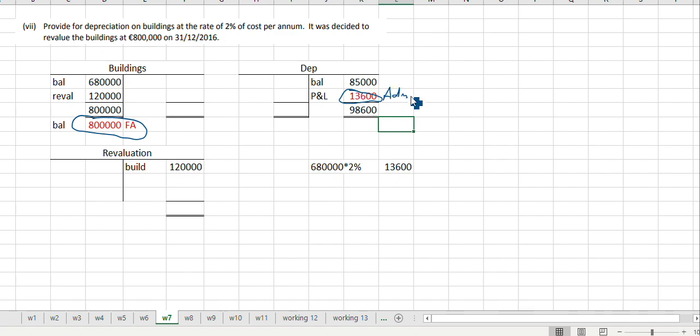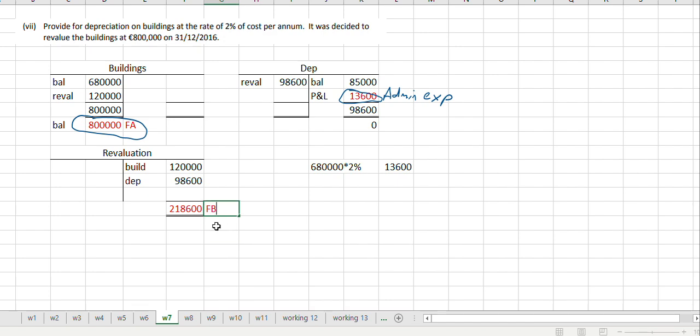Admin expense in your P&L. Now, with the revaluation, what we must do is take the total of all the depreciation, 98,600, and call it reval, 98,600. So the depreciation account balance would be 0. And over here, depreciation 98,600, which gives our revaluation reserve 218,600.